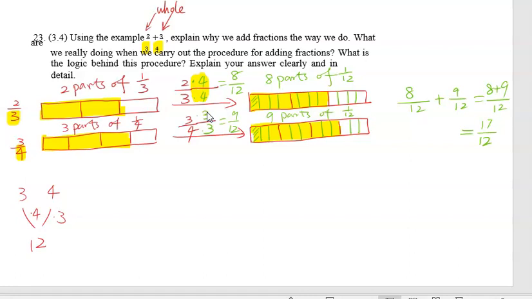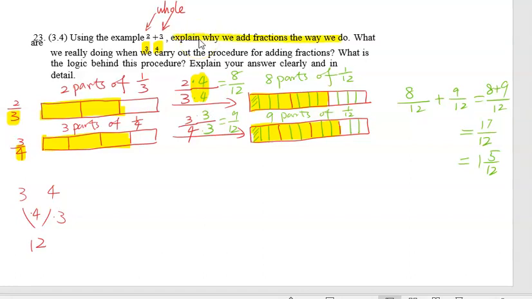If you want to convert this to an improper fraction or mixed number, you can, but you don't have to. Okay, this is the procedure of adding. We also need to explain why we add this way.